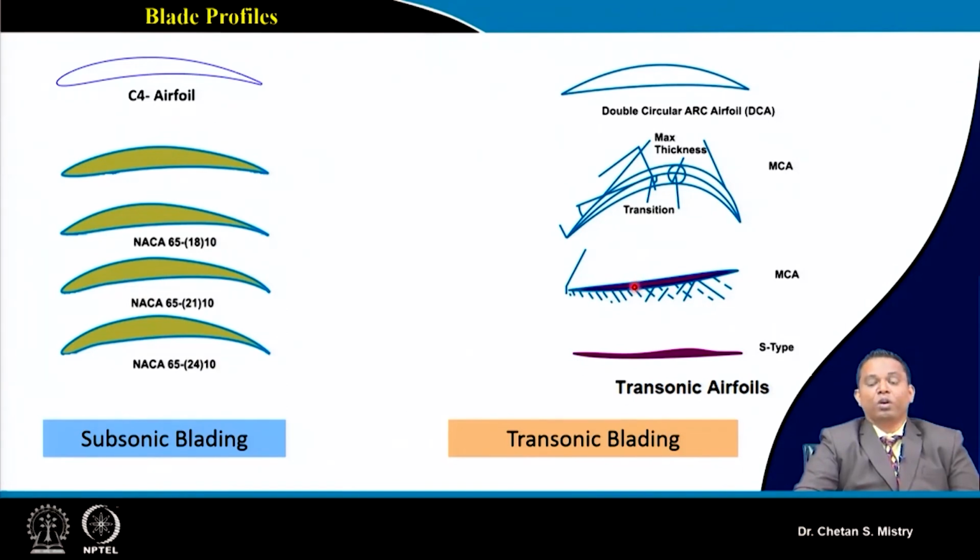Okay, now this is with a special requirement. Day by day the inlet Mach number or entry Mach number is going to increase. These days people are talking about entry Mach numbers in the range of 1.6, 1.8. So a special kind of aerofoil has been developed, which is named the S-type aerofoil. All these are the aerofoils being developed in order to meet the requirement.